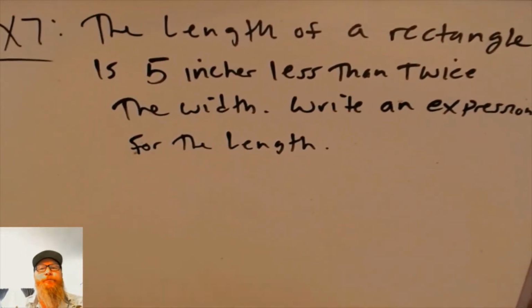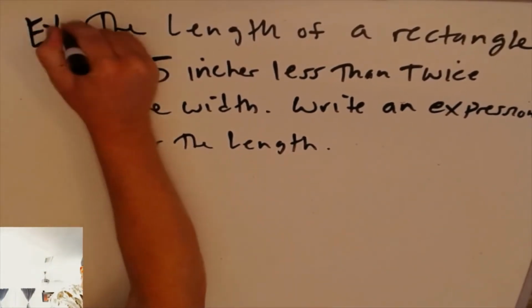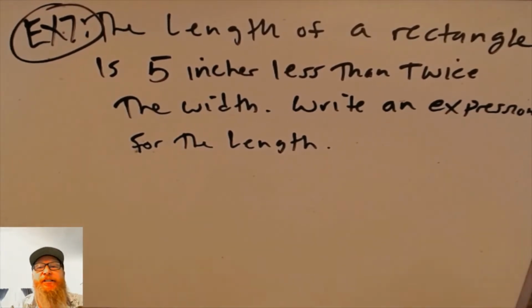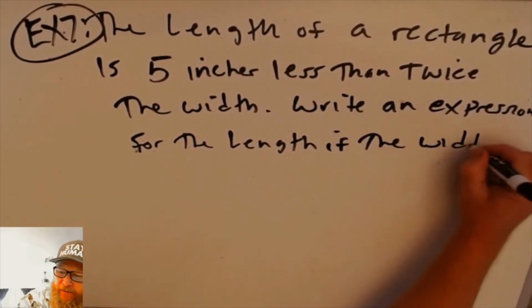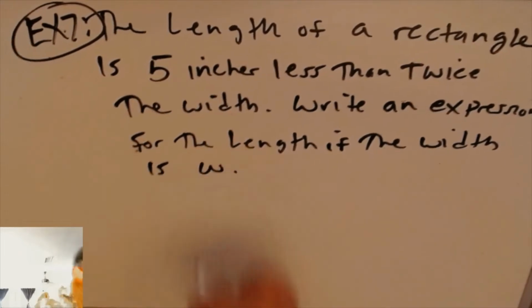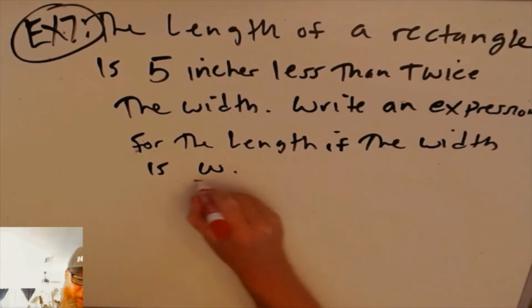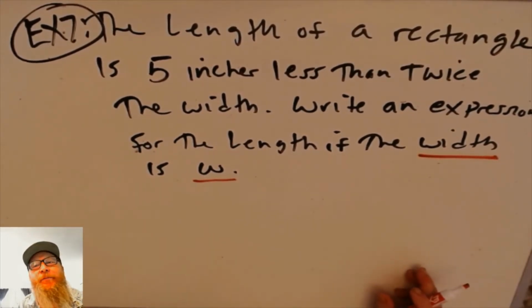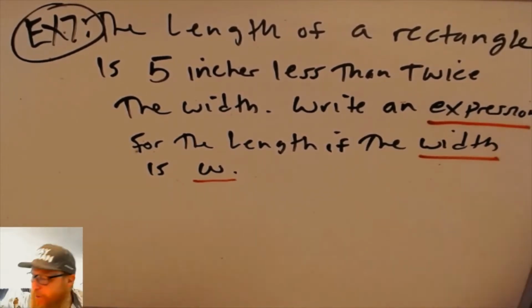There we go. So example 7. The length of a rectangle is 5 inches less than twice the width. Write an expression for the length if the width is W. So this is more common sense mathematics. If I'm talking about width, I like to use W. Now it did say an expression, not an equation, an expression.